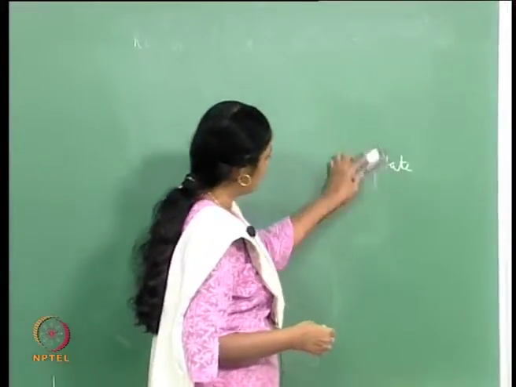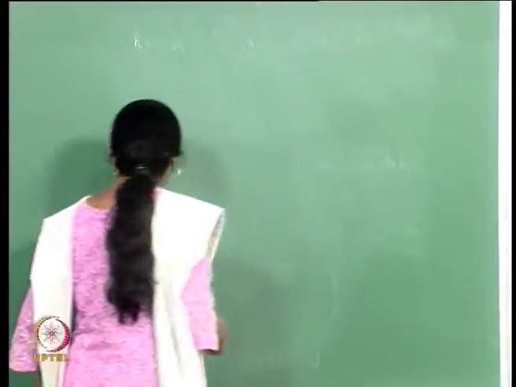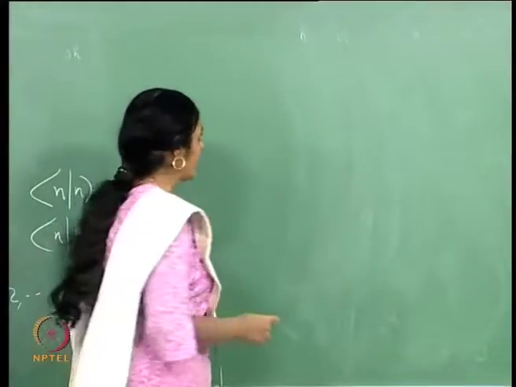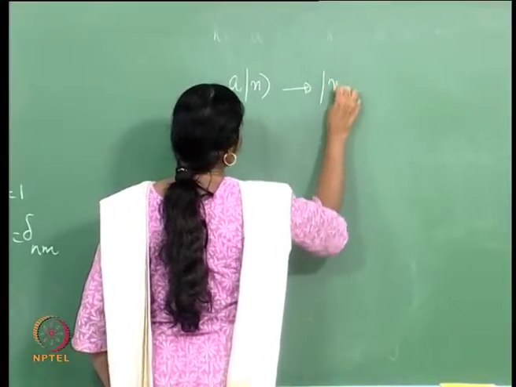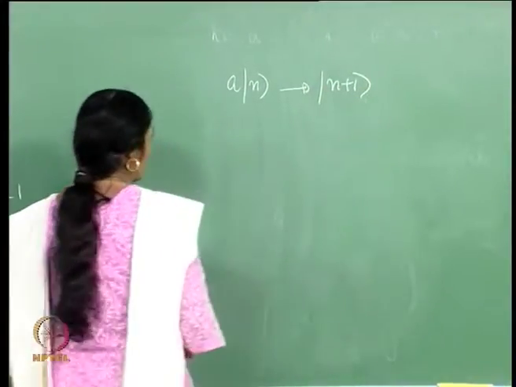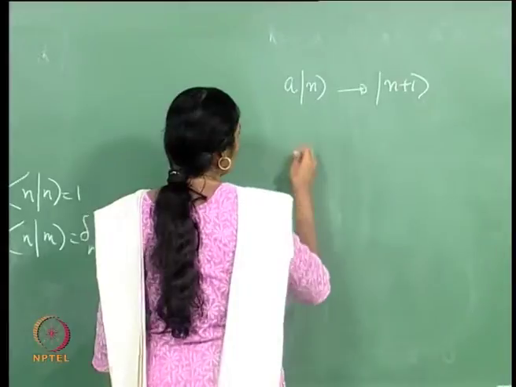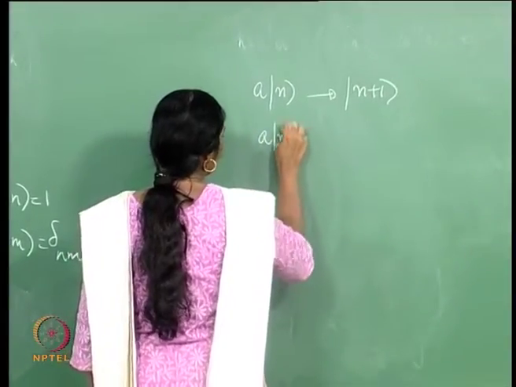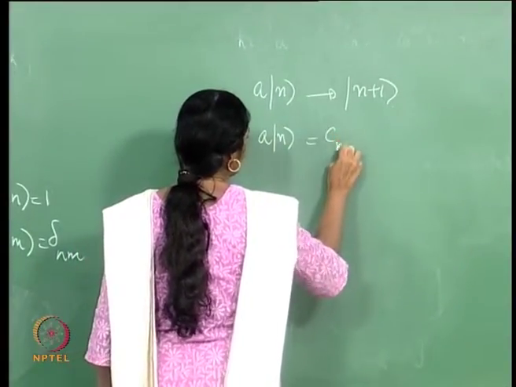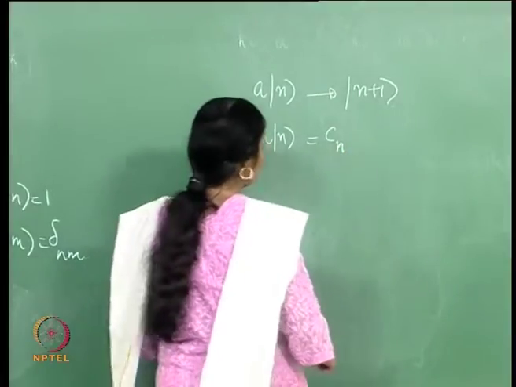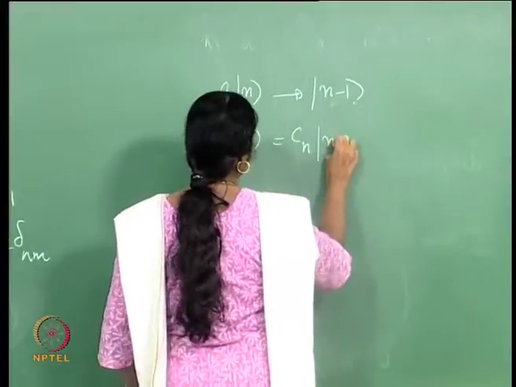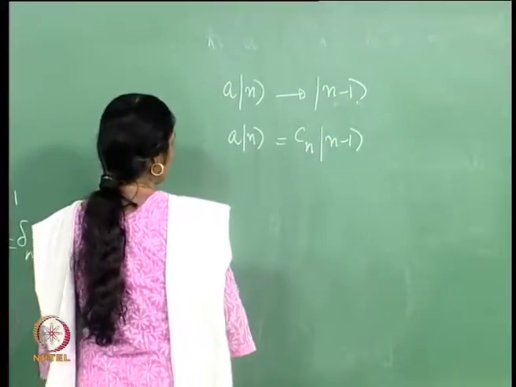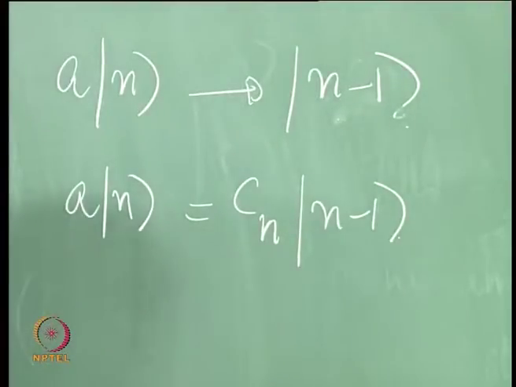We have to do better. We have to find out what exactly is the action of A on ket n. While we know that A on ket n takes it to a state which we label as ket n plus 1, in general this would be true. This should be n minus 1 because A is an annihilation operator. So, we need to find out what exactly is Cn.